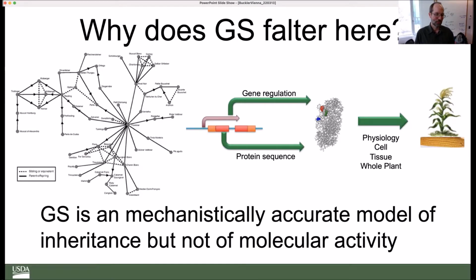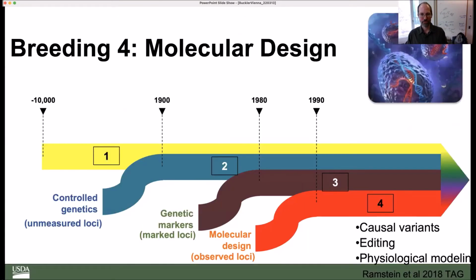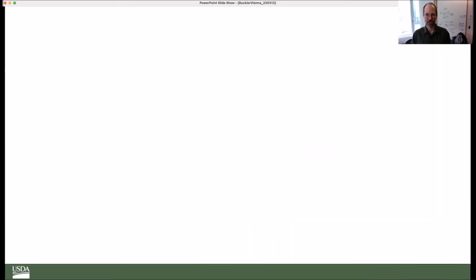Well, some people say genomic selection, or genome-wide prediction, isn't mechanistic. But it really is a mechanistically accurate model of inheritance, but it's not a mechanistic model of molecular activity. And really what we want to do is make decisions and tap germplasm using both of these tools. And so finally, we now have also the tools of molecular design, genetic editing, and technologies like CRISPR, that if we can identify those causal variants in whatever species, we now have the tools to really move them into our target species.